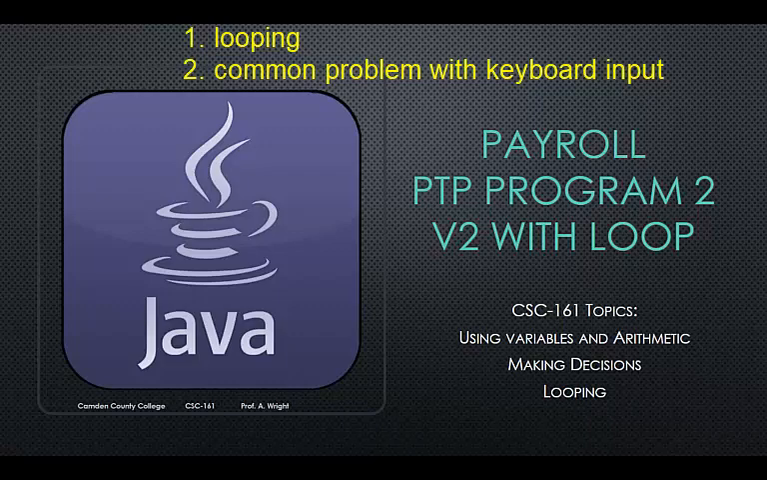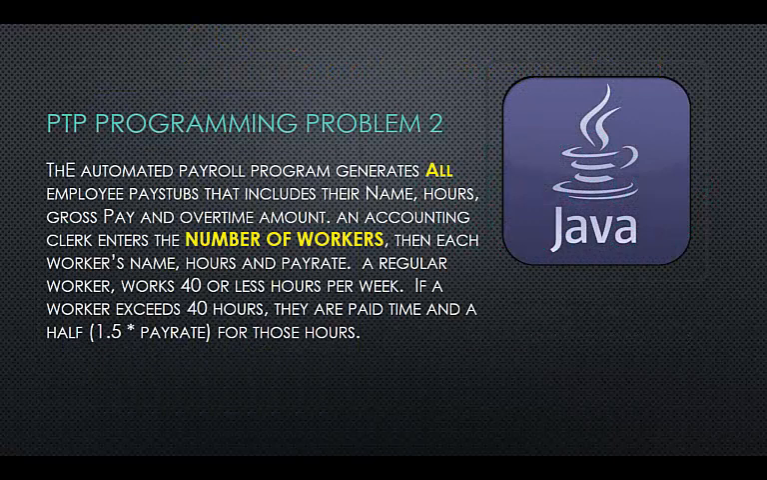Version 2 will add a loop to the payroll program. Recall our programming problem. We wanted to create a payroll program to generate employee pay stubs. Notice the changes we've made to the problem. This program will generate all employee pay stubs based on the number of workers that the accounting clerk enters.